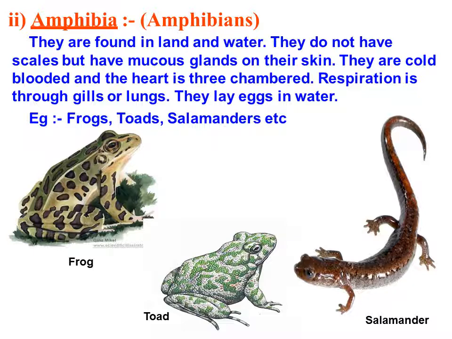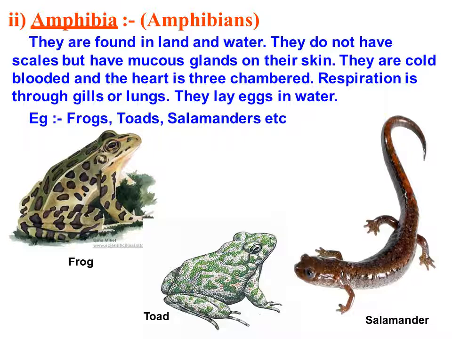Then let's come to amphibians or amphibia. So they are found in land and water. They do not have scales but have mucous glands on the skin. So that gland helps them to survive both in land and water. They are cold-blooded, means they also can't regulate the body temperature, and the heart is three-chambered, means the heart is divided into three blocks. Respiration is through gills or lungs, and they lay eggs in water only.